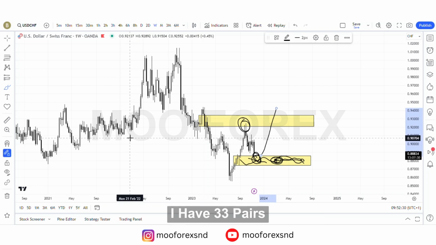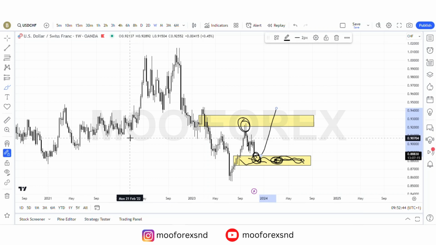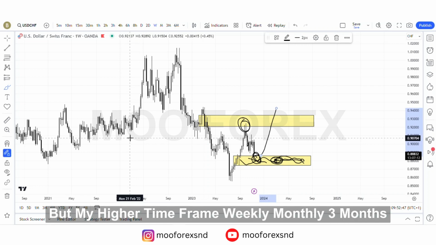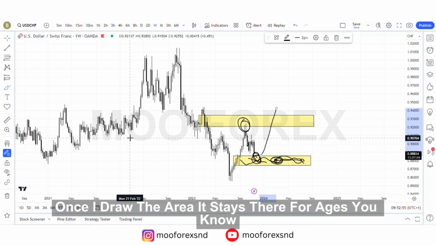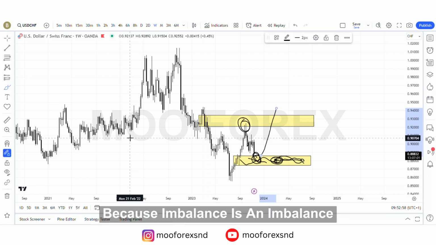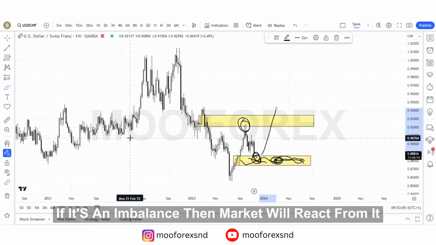I have 33 pairs. I rarely, how do you call it in English, my English is a second language, I rarely fix the chart. Of course, I look at the 4 hour chart twice every day if I have any trading opportunity. But my higher time frame, weekly, monthly, 3 months, once I draw the area, it stays there for ages, because an imbalance is an imbalance. It doesn't matter, after 1 year, 5 years, 10 years. If it's an imbalance, then the market will react from it.